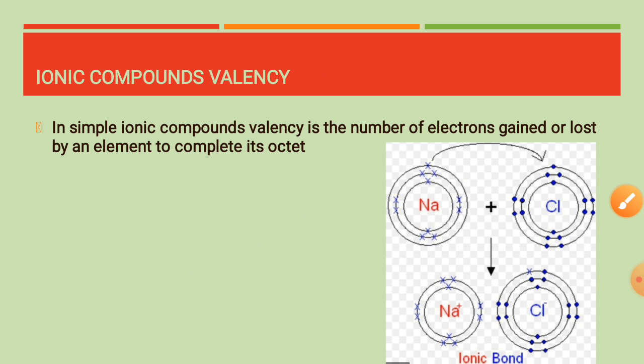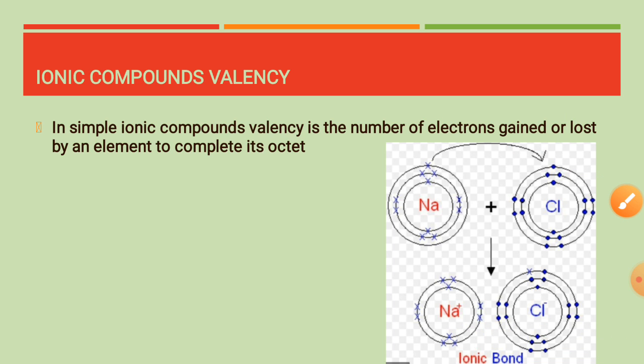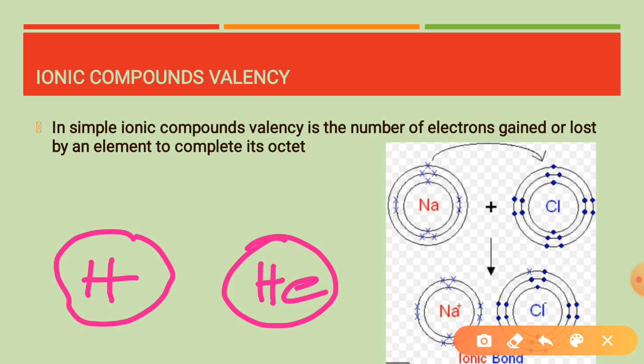Now let's start ionic compound valency. In a simple ionic compound, valency is the number of electrons gained or lost by an element to complete its octet. First of all, I must introduce the term duplet. We talk about a duplet when there is only one shell, not more than one shell. So, for example, hydrogen and helium.